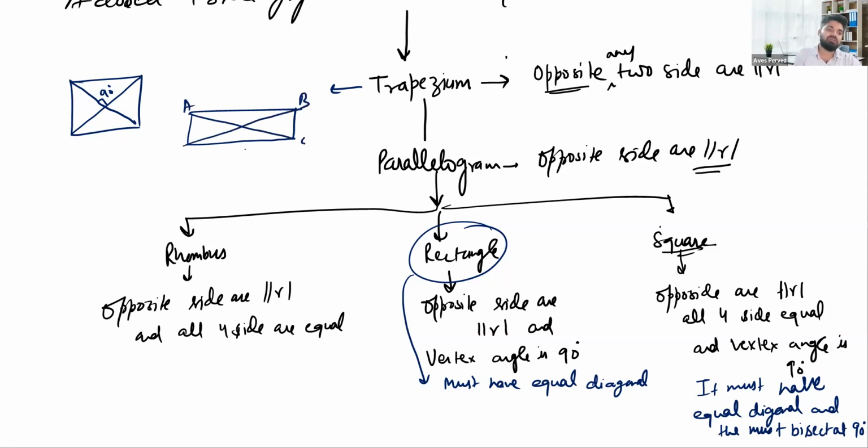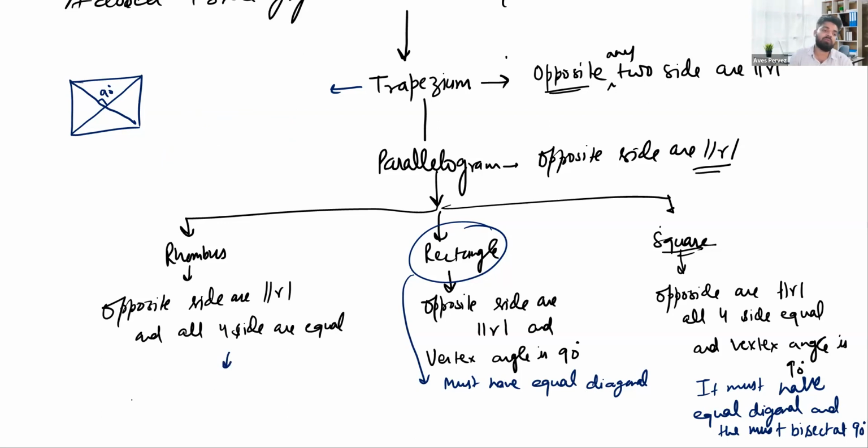If ABCD, AC equals BD, but this angle is greater than 90 and this is less than 90. But if we're talking about a square, in a square it must have equal diagonals, as well as they must bisect. Similarly, here the condition is for equal diagonals only, here the condition is for equal and 90, and here the condition is for 90 only.